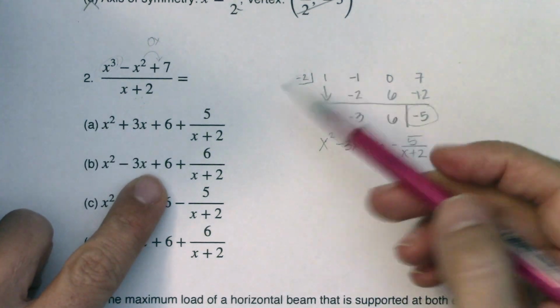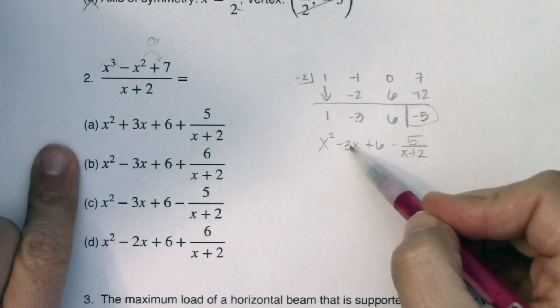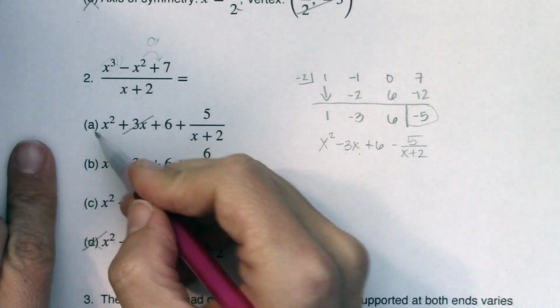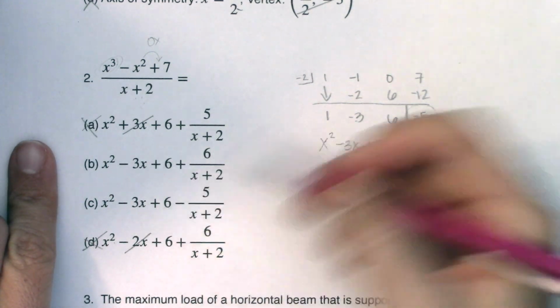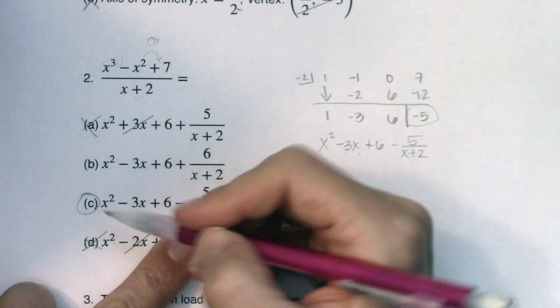So let's see where that matches up. We've got x squareds in all of the first positions. Can't eliminate anything there. Minus 3x is going to get rid of this answer and this answer, so it's neither A nor D. Then we have plus 6. That ties here. And when I look at my remainder, it was minus 5. So that gets me to option C.